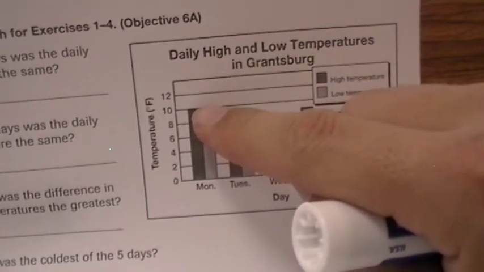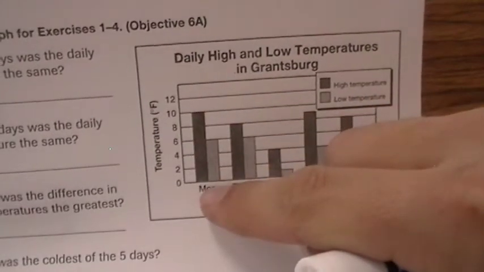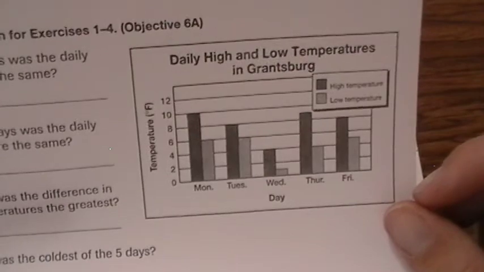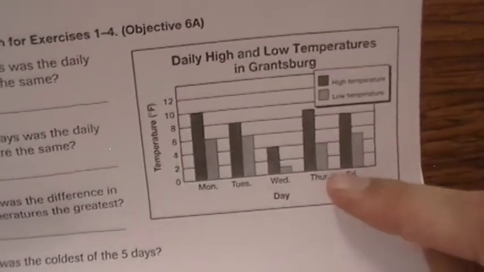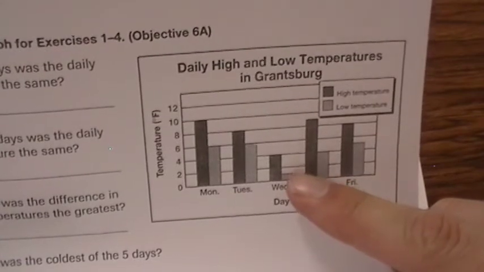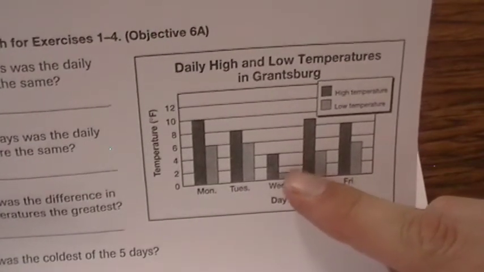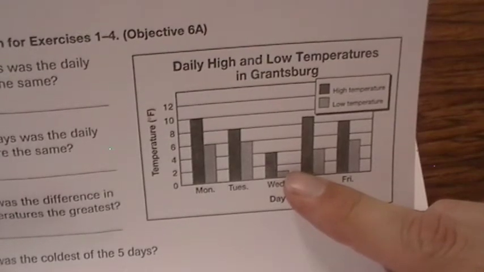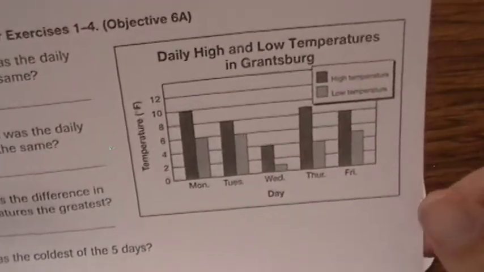10. What day did that happen? Monday. What was the coldest temperature on this graph? Well, this bar is the shortest, but it's in between 0 and 2. What number is between 0 and 2? 1. Good. 1 is between 0 and 2. What day was that? Wednesday.